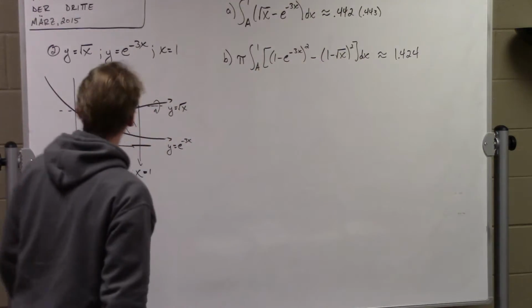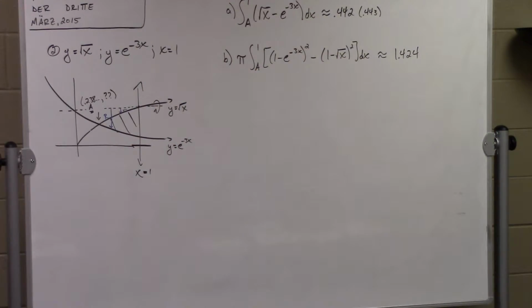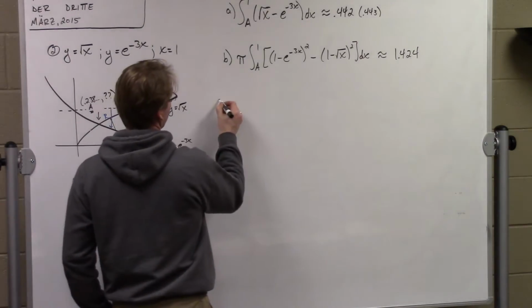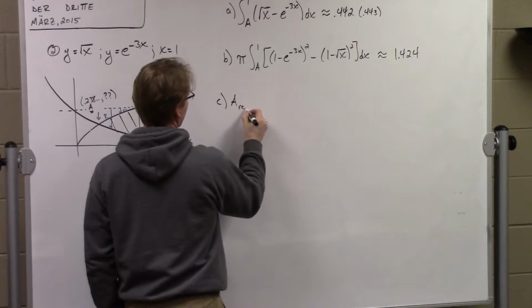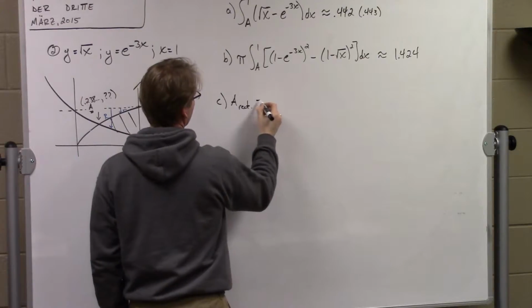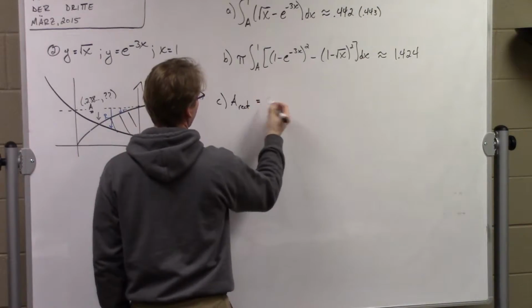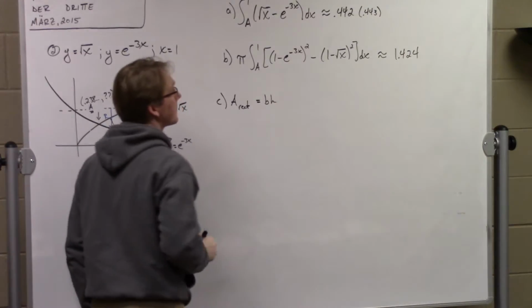Okay? And then we have part C. We're going to create rectangles, cross-sectional rectangles perpendicular to the x-axis. They're going to be 5 times the length, 5 times the height as the base. Okay. So area of rectangle is length times width, or in this case, I'm going to write base times height.